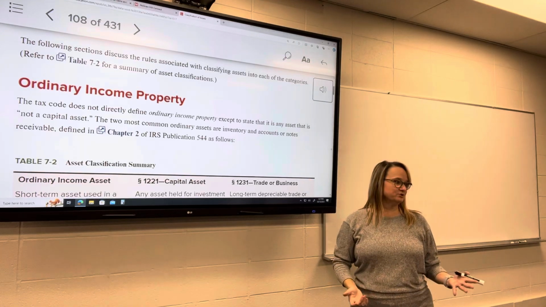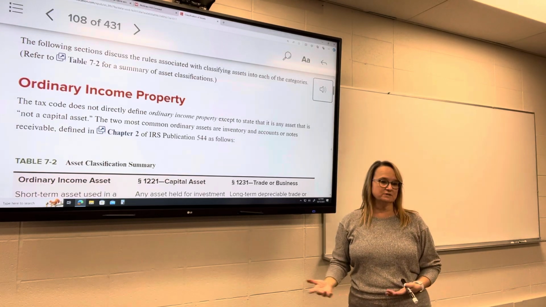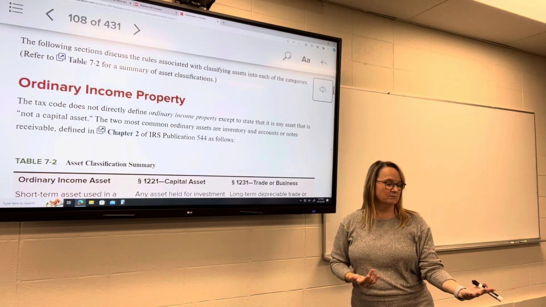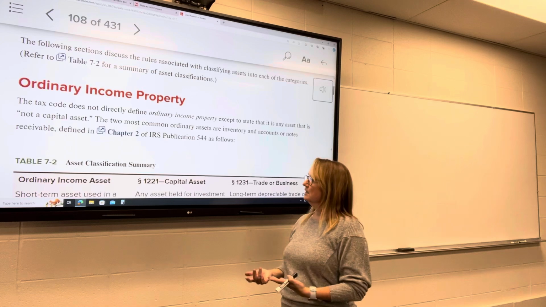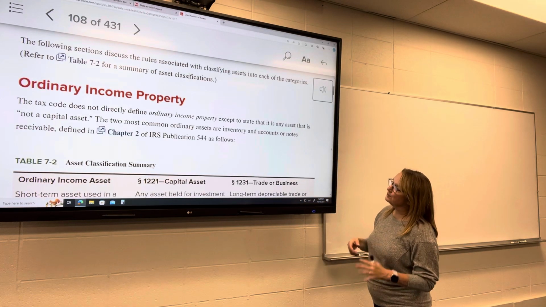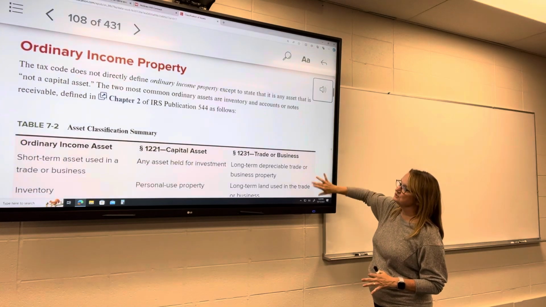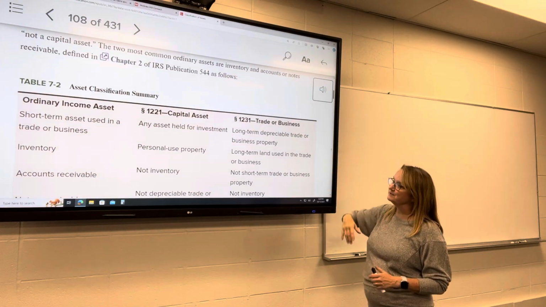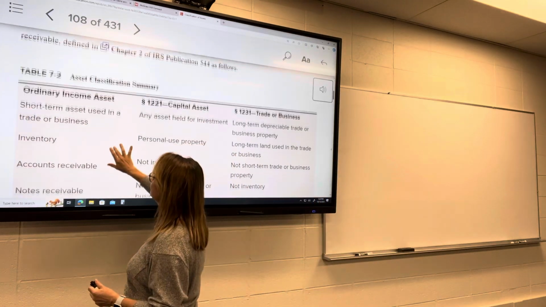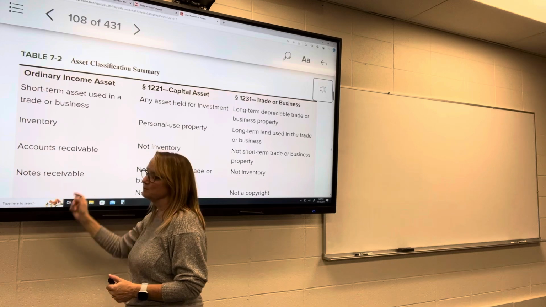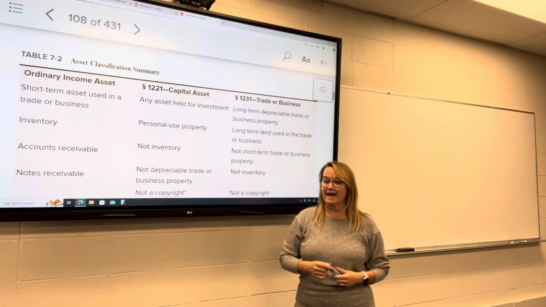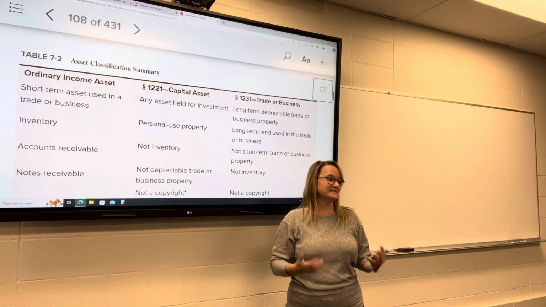This is just property that you sell in the course of your business. If you sell a piece of inventory, you're going to generate ordinary income, right? That's just in the course of business, correct? So ordinary income property is essentially not a capital asset. It's a short-term asset used in a trade or business, usually in the form of inventory, accounts receivable, or notes receivable. I want to talk a little bit about accounts receivable and notes receivable with regard to selling them.